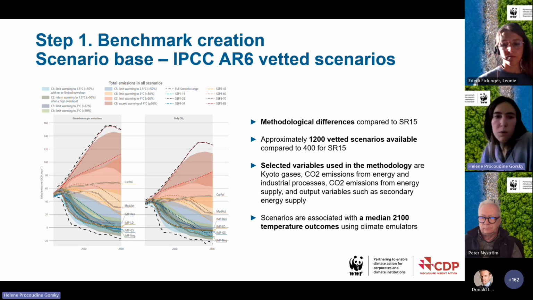And there's a very simple observation, but that matters quite a lot, which is that in the initial scenario database, there were around 400 scenarios available, which now increased to approximately 1,200 vetted scenarios, so that means three times more scenarios. Vetting, just to clarify, is the process that consists in verifying the quality of the data within scenarios that is run by the IPCC. So basically, the base of our benchmarks is these 1,200 scenarios vetted by the IPCC in AR6.